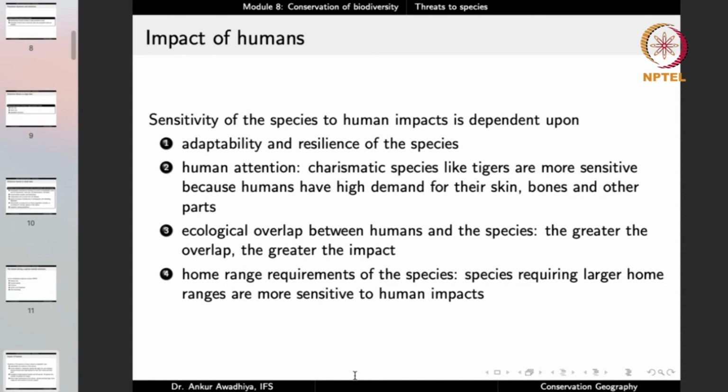And the home range requirements of species. Species that require larger home ranges are more sensitive to human impacts, because when there is even a small amount of impact, the home range reduces. Once the home range goes below a certain size, then the animals are unable to survive there.